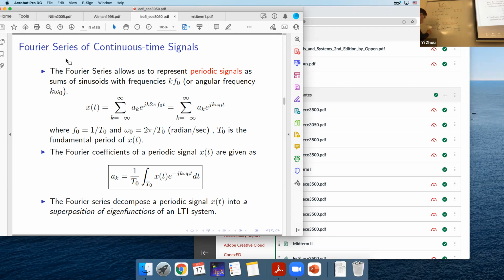So you can imagine that the collection of basis signals that we are looking at is e^{jkω₀t}, where k can take any integer value. Each of these bases depends on the fundamental frequency component ω₀. And this ω₀ depends on the period of the underlying signal. So if the signal has a period capital T naught, then ω₀ is 2π over T₀.